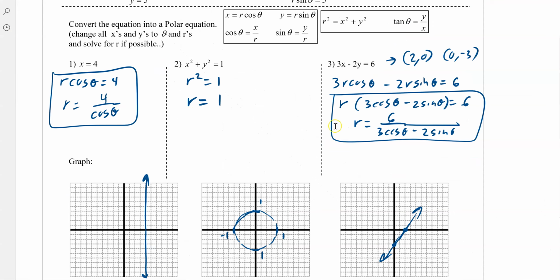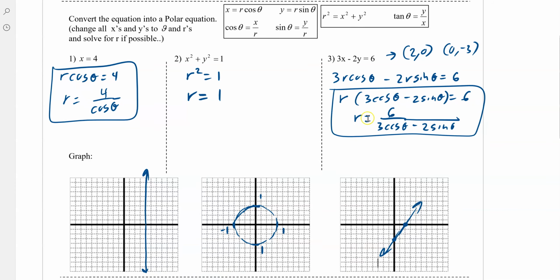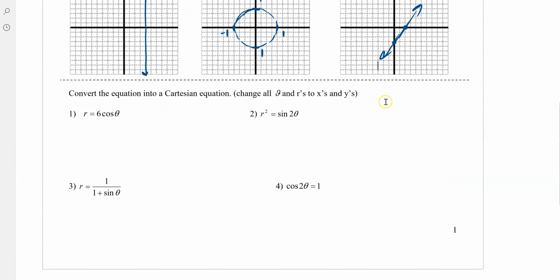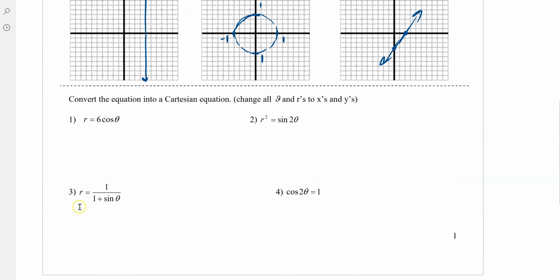Solving for r is the standard. People like to solve for r, but I like to keep it on one line, not as a fraction. So, preference. Okay, now we're going to be converting back.